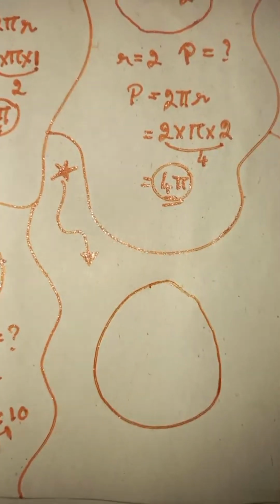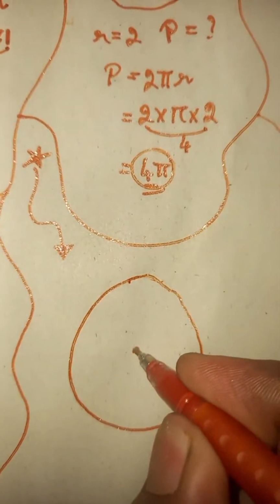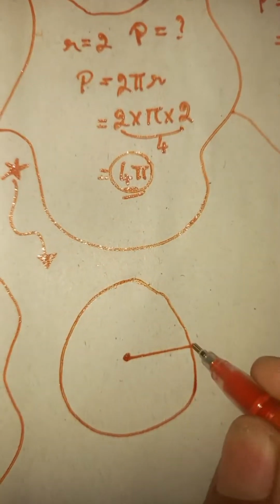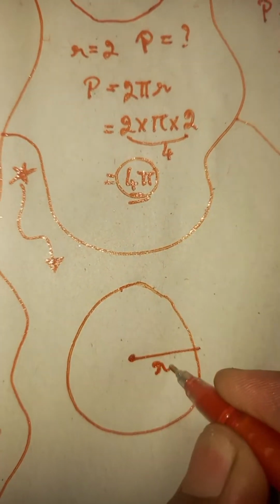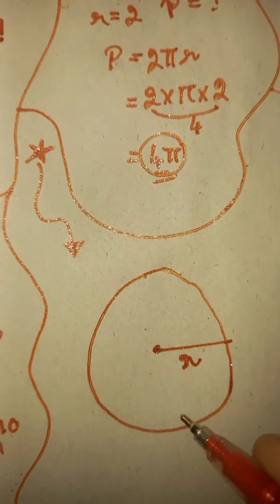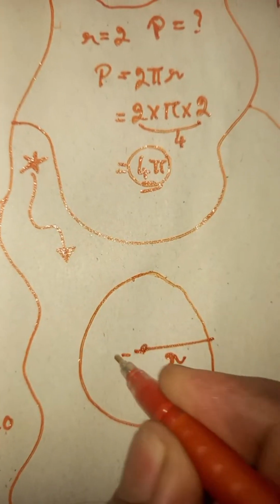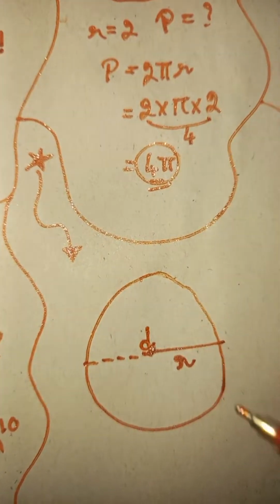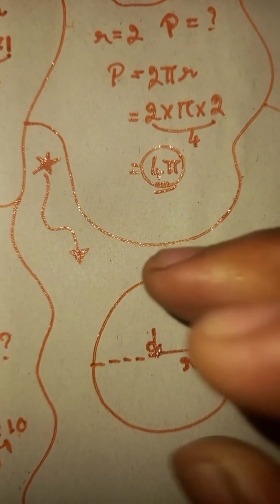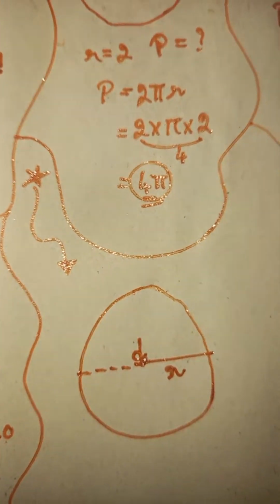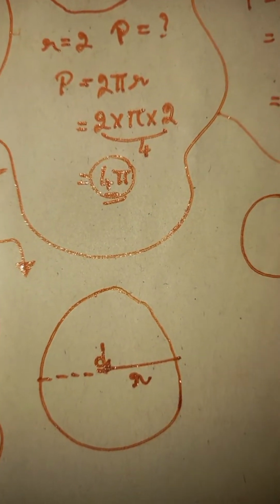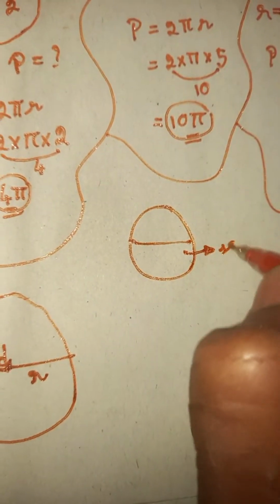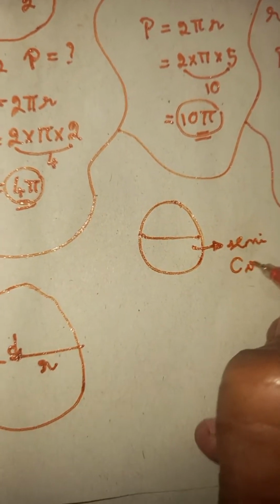Take a circle. All the points of the circle are equidistant from the center of the circle, and the distance from center to any point on the circle is known as the radius of the circle. Two times the radius becomes the diameter of the circle, and this diameter divides the circle into two half parts. Those two half parts are known as semicircles.